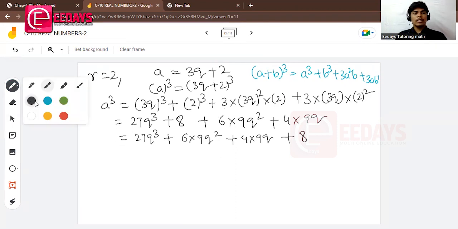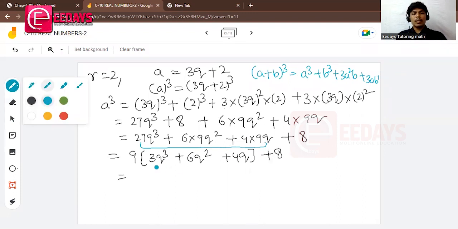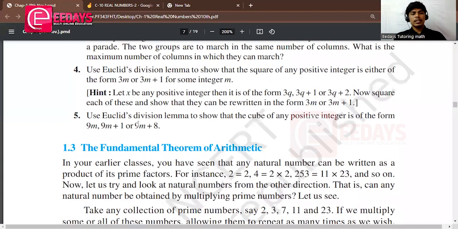Now from all these terms, you can take 9 as common. If you take 9 as common, you'll get 9 into (3q cube plus 6q square plus 4q), plus 8. Now what I said, the inner bracket completely you can take as m. So 9 into m, plus 8 already there. So that is the thing we need to prove. The last one, 9m plus 8.